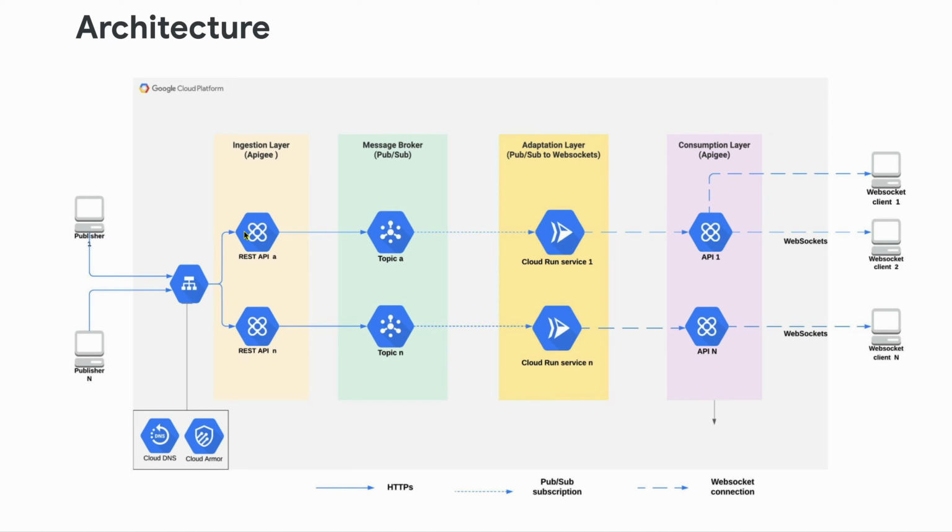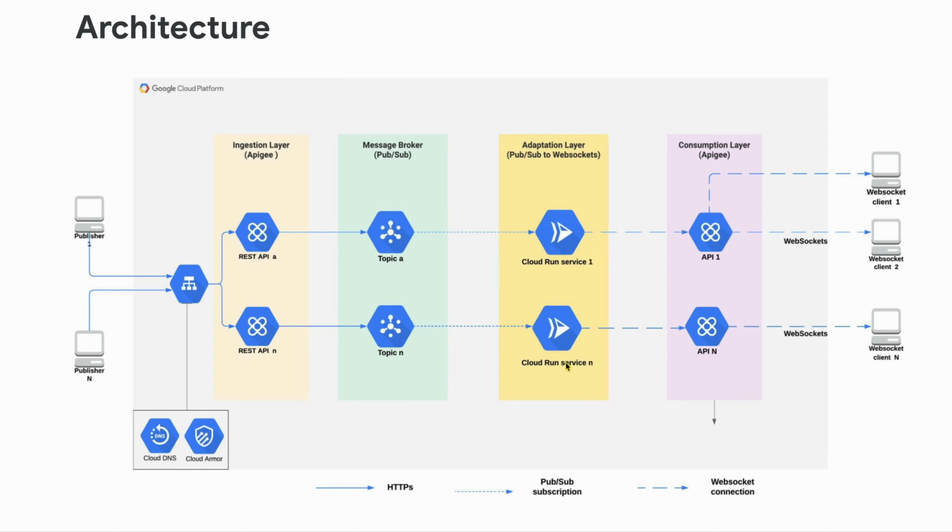And once authentication is successful, they can publish messages through these APIs to a Pub/Sub topic. In this case, Pub/Sub plays the role of a message broker. So we have a one-to-one relationship between the REST APIs and the Pub/Sub topic here.